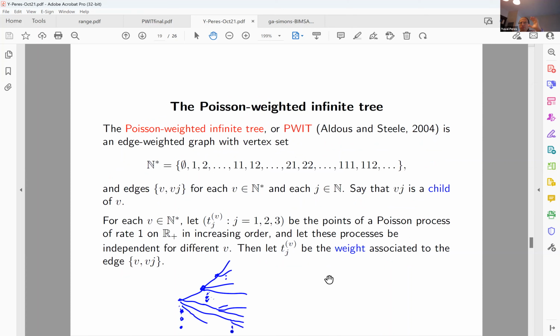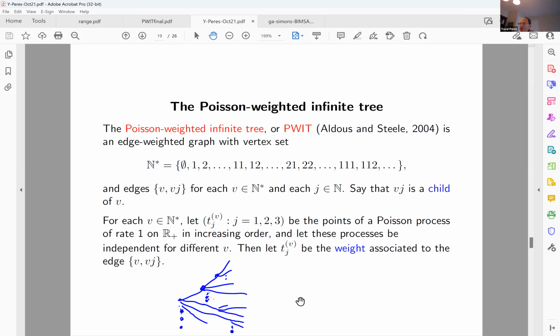And now I want to tell you, so this precise result in high dimension, how do we prove it? We prove it by carefully, rigorously relating the problem to the problem in the PWIT that I told you about before, again, invented by Aldous and Steele in 2004. And this is another picture of how it looks. Again, from a point, we have these distances to the children, which are a Poisson process, and from each of these children we have its own copy of this, and so on. And this is the tree that we will use.